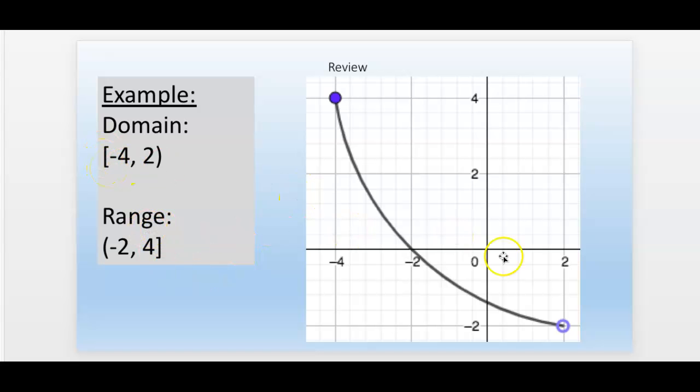Okay, the range, again, is up and down. The y-axis is the range. The lowest it goes is -2, and the highest it goes is 4. And the -2 is open, the 4 is closed.